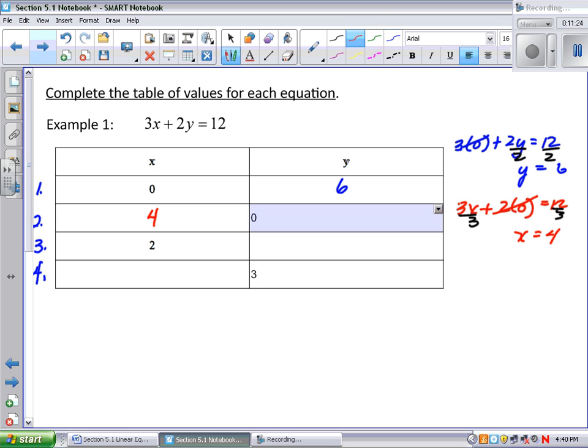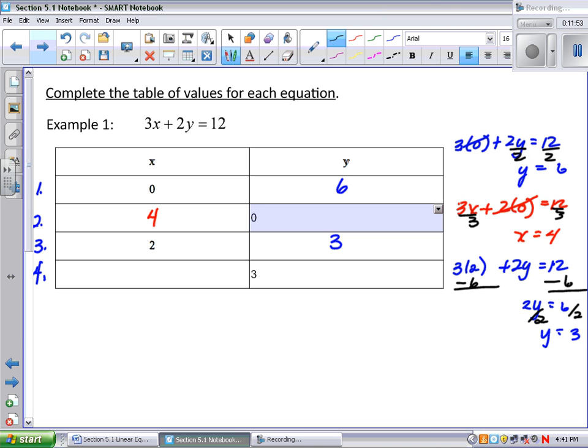In line 3, we're starting off with x is 2, so 3 times 2 plus 2y equals 12. 3 times 2 is 6. If I subtract 6 from both sides of my equation, I get 2y equals 6. To get y by itself, divide both sides by 2, and we get y equals 3. That is the third line in our table.